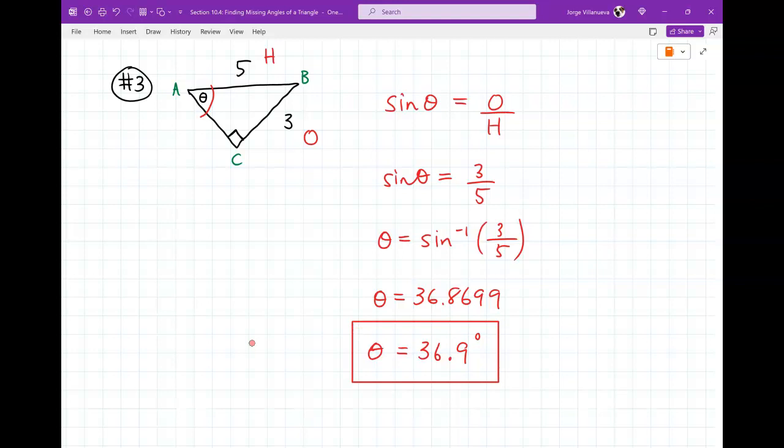So how are we with this? Not too bad? Right, pretty straightforward, nothing too crazy. So I'll give you guys the homework, and if you guys have any questions on it, let me know.